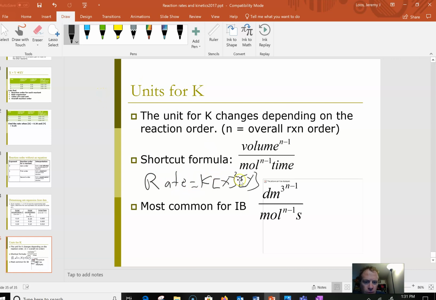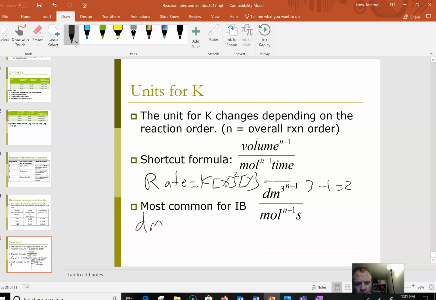And so it would look like this. This was a third order overall reaction, so N in this case is 3. N being 3, 3 minus 1 is 2 in both of these equations here, right? That would be 3 minus 1 equals 2.